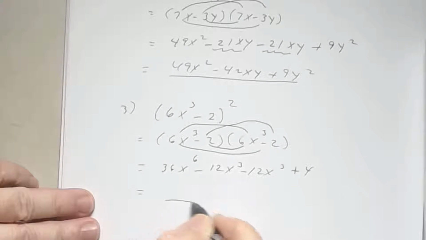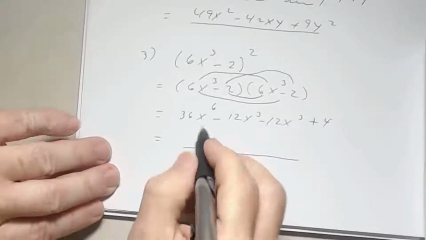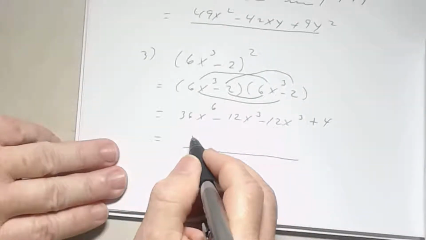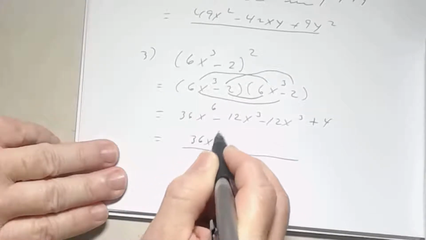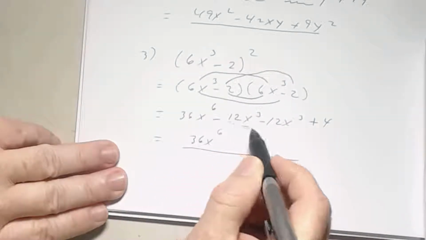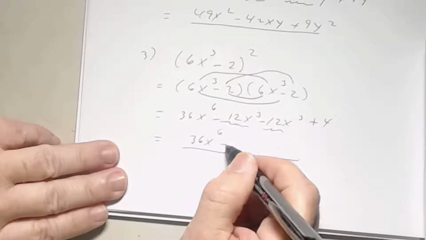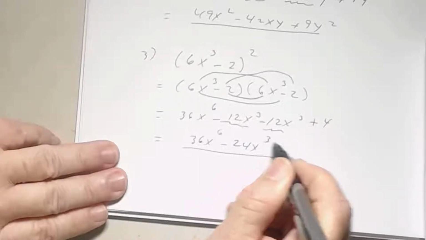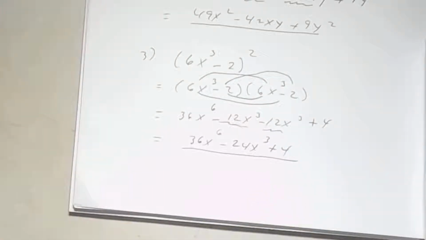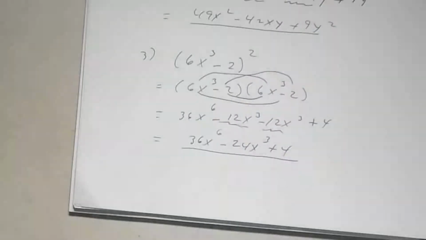Okay. All right, combine like terms. What do I get as the simplified answer? All right, what's a negative 12x cubed and another negative 12x cubed? And then plus 4. All right. Okay. So we talked about that last class period.